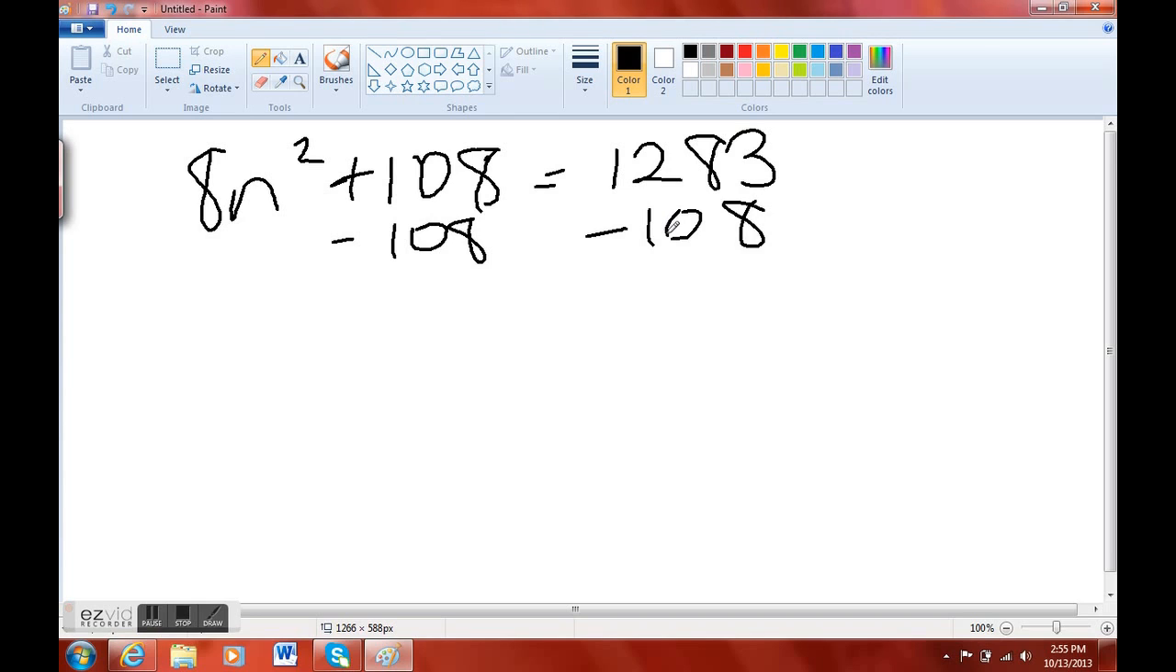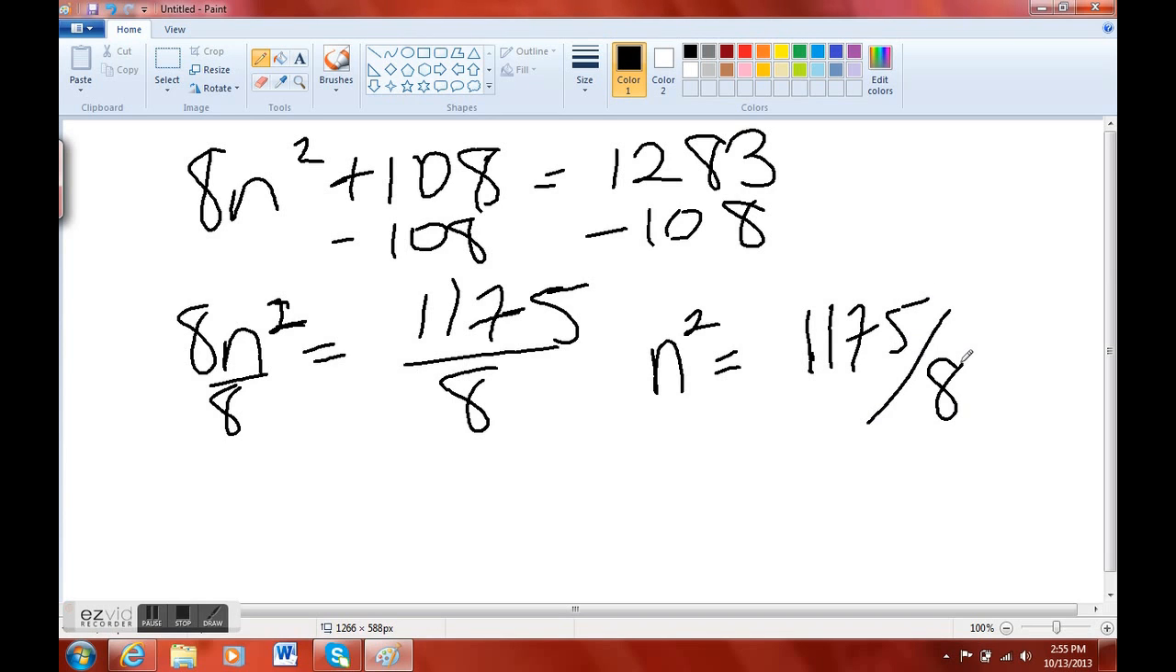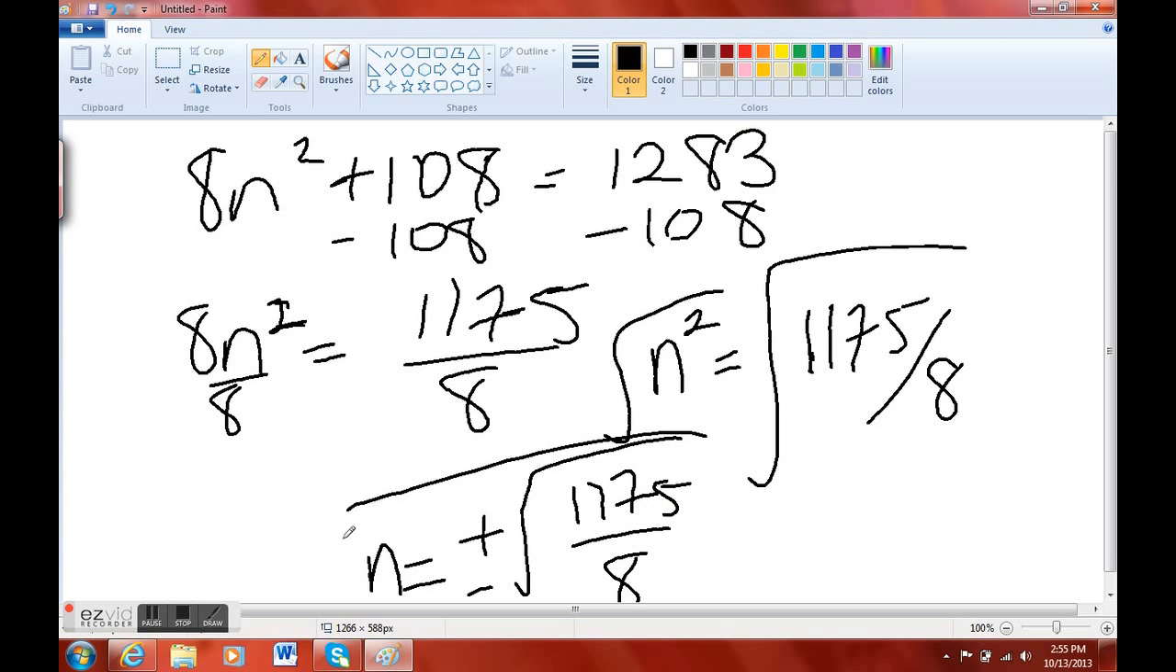That gives you 1175. You divide out 8 because you're still trying to get n squared by itself. That gives you n squared equals 1175 divided by 8. Take the square root of both sides. You get n equals positive or negative square root of 1175 over 8. Yay! Make sure you keep it in fraction form because you will get points deducted if you put it in decimal form. And also, you may not be using a calculator, so it just makes life a whole lot easier. So just keep it like that.